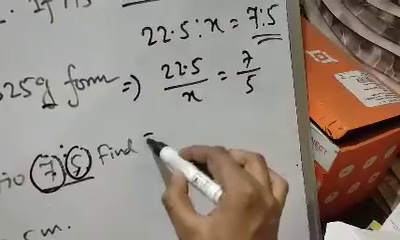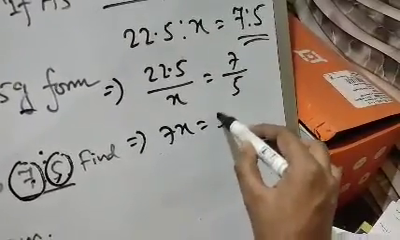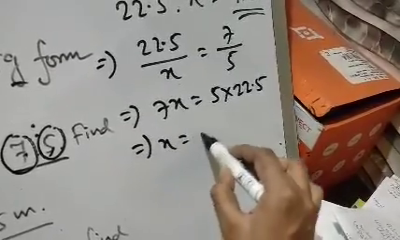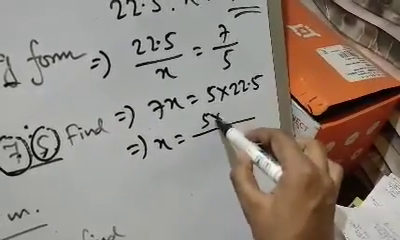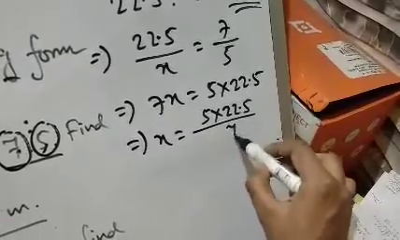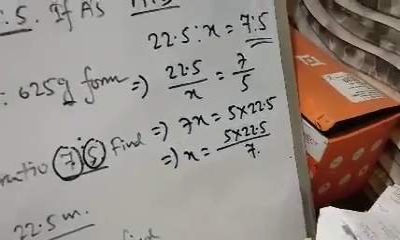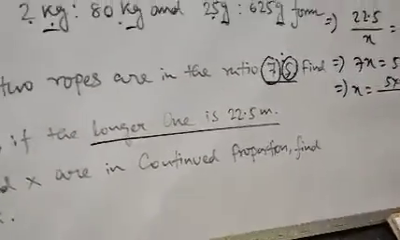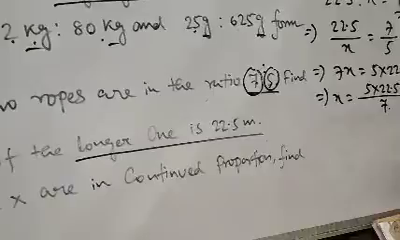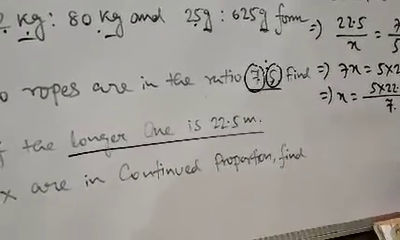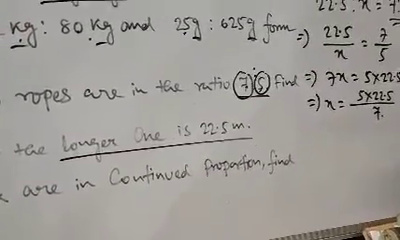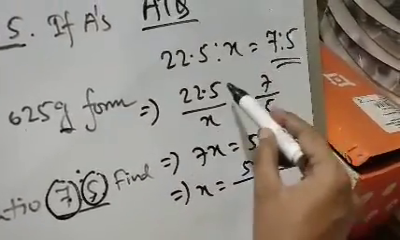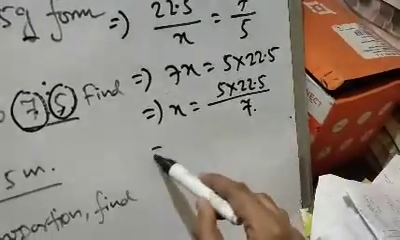7 by 5. Now cross multiply. 7x equals 5 into 22.5. Therefore x will be 5 into 22.5 divided by 7. Clear? Ratio 7 is to 5 is given, the length of longer and shorter. So 7 is to 5 and the longer one is 22.5. So we have to find out the shorter. So 5 into 22.5, just cross multiply, divided by 7.